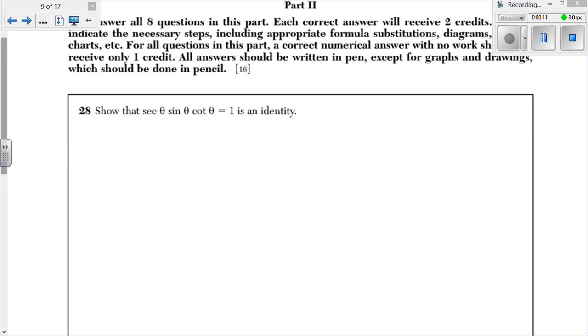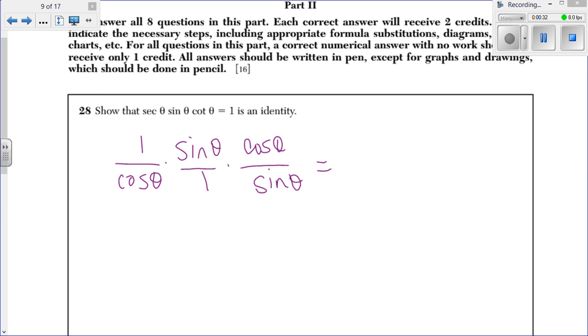So I'm going to start with 28. Show that secant theta times sine theta times cotangent theta equals 1 is an identity. Just make your substitution. Secant theta is 1 over cosine theta, times sine theta, leave that over 1. Cotangent is cosine theta over sine theta, equals 1. Well, my cosines cancel, my sines cancel, so I have 1 equals 1. A 2-point question is not going to be really hard.